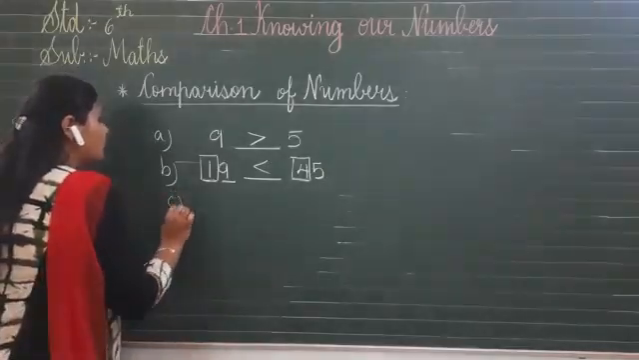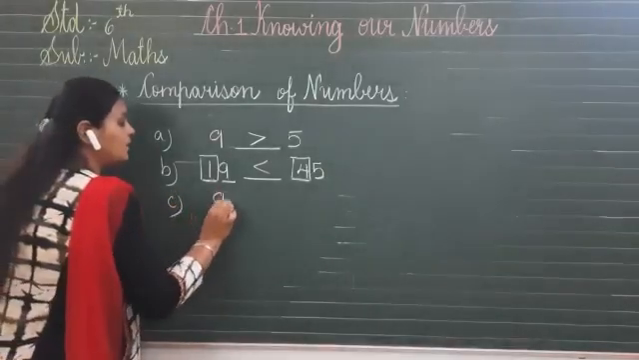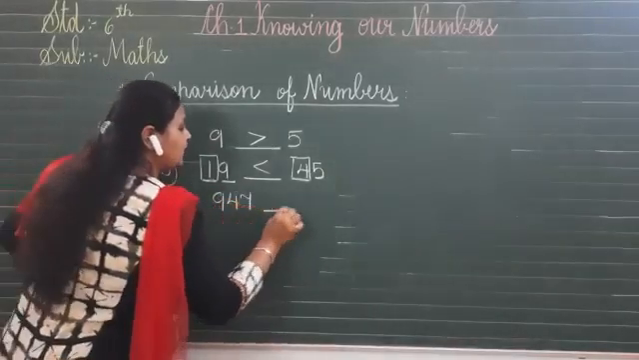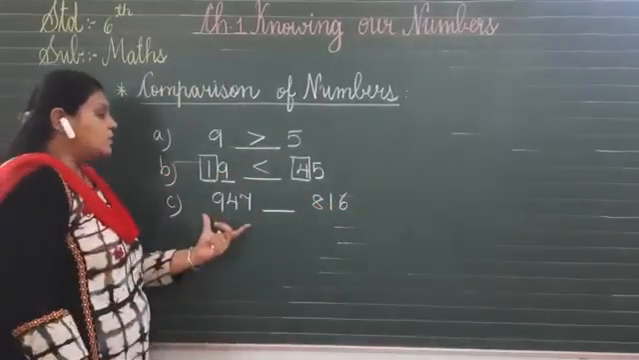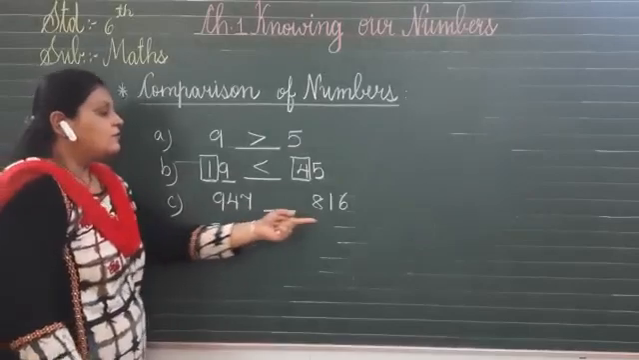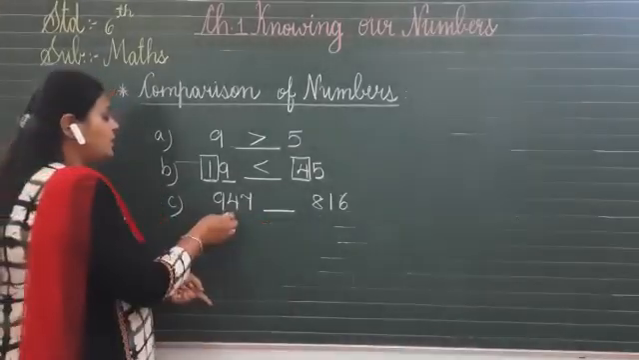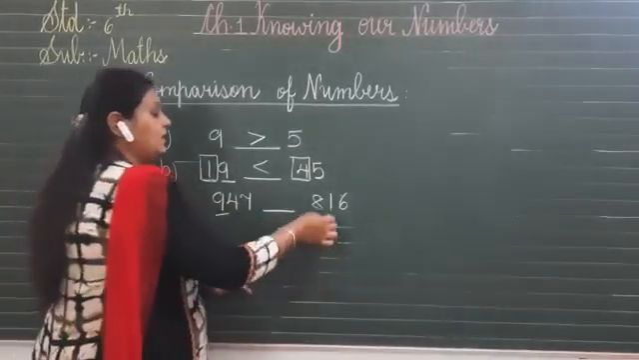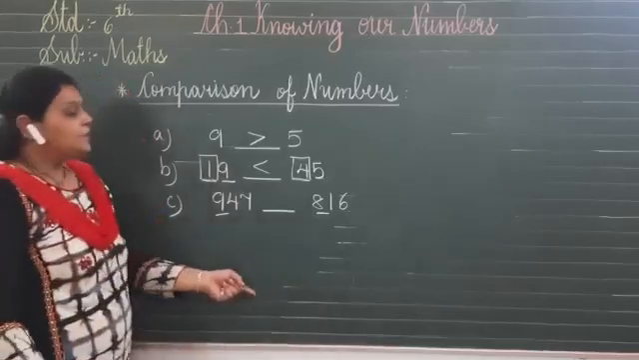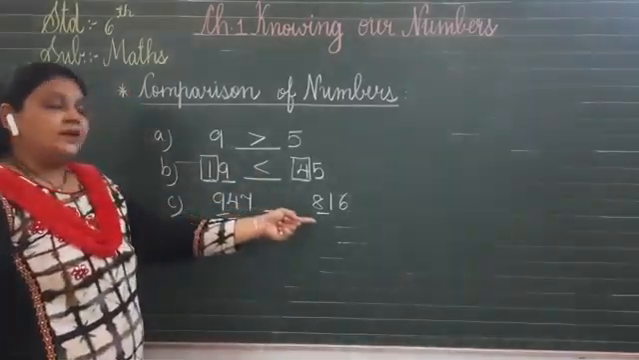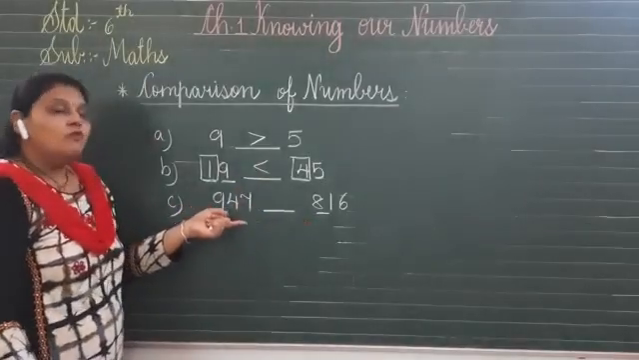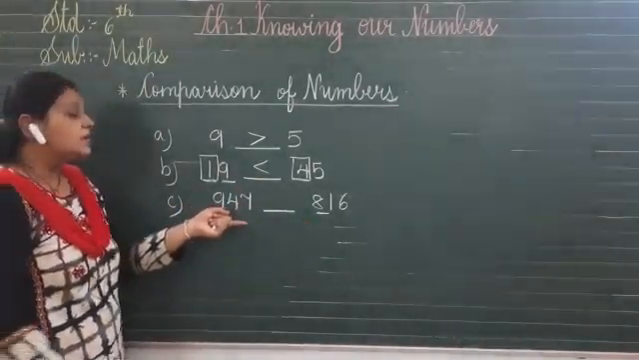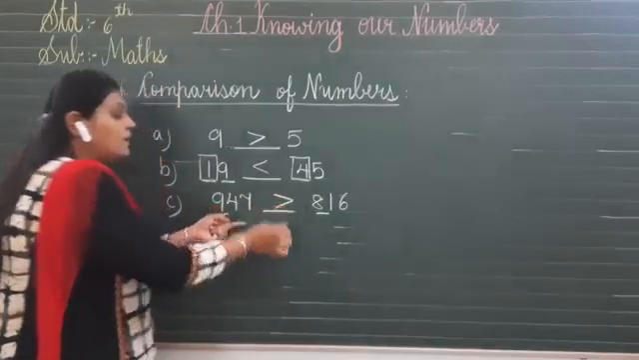Now we will take numbers which have 3 digits. Here also we will check the first place of the number. Here it is 9, here it is 8. 9 is greater than 8, so we come to know that 947 is the greater number.